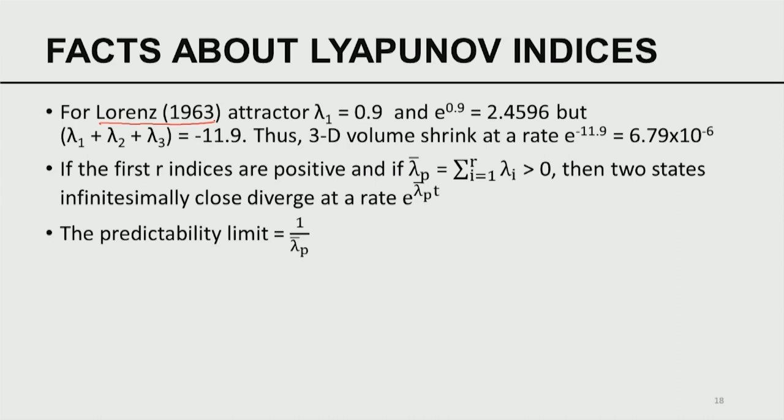Because it is dissipative, in general it does not go to infinity. The orbits remain bounded. The first Lyapunov index for this is 0.9. Therefore, e to the power of 0.9 is equal to 2.4596. So what does it mean? Any error along a line will magnify at the rate 2.4596. That's the average rate of growth of errors. But the total of the Lyapunov indices for this is -11.9. That means the 3-dimensional volumes decrease at this rate. So what is the idea here? The volumes decrease.